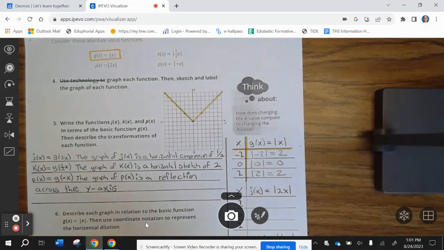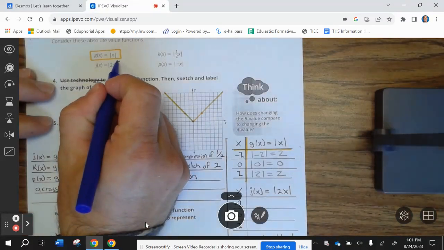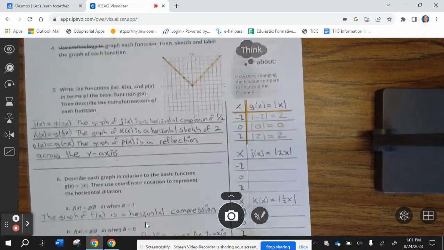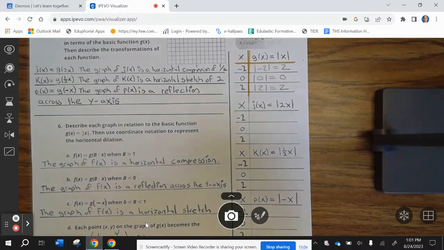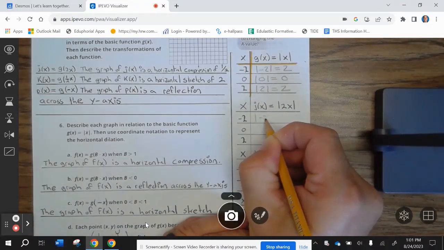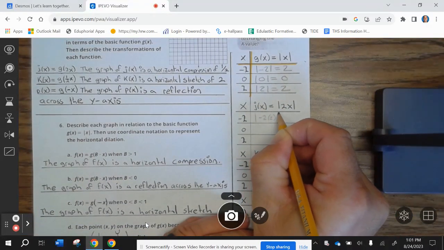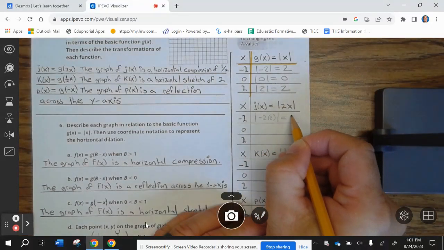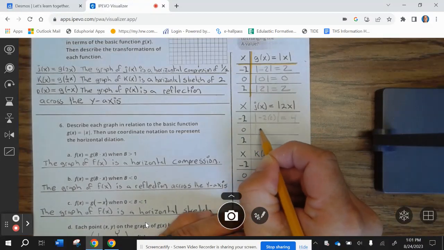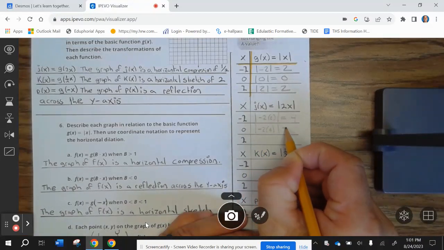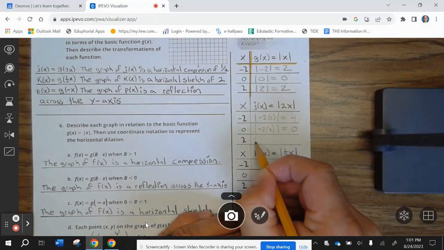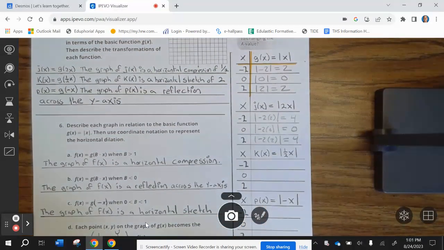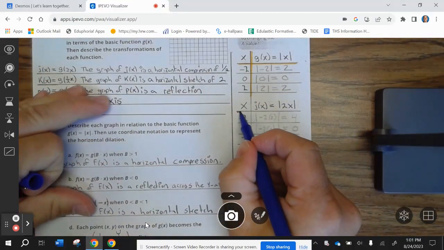Now let's graph j of x, and let's go ahead and do that in blue. Okay. So that's the absolute value of negative 2 times 2, which equals 4. Then the absolute value of negative 2 times 0 equals 0. The absolute value of negative 2 times 2 equals 4. Okay. Let's go ahead and graph that.